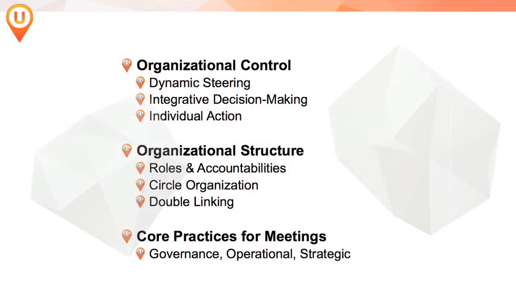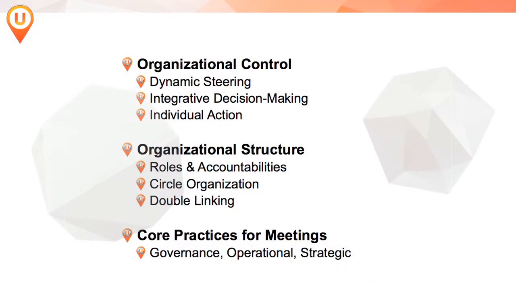So there's 3 main sections of this approach: organizational control, organizational structure, and core practices for our meetings. So organizational control looks at the dynamic steering approach. It's about how we actually control the organization. So we're trying to ride it like a bike. We're going to look at decision-making processes that try to integrate as much information as possible that's in the system so that we have the most informed decision as we move forward. And then the principle of individual action, which I just talked about.